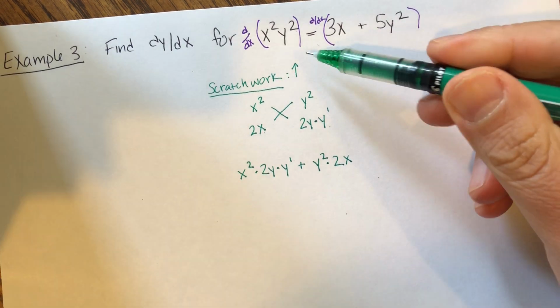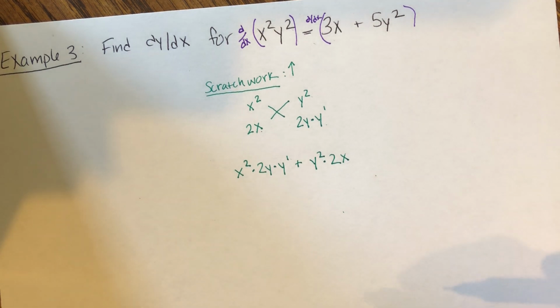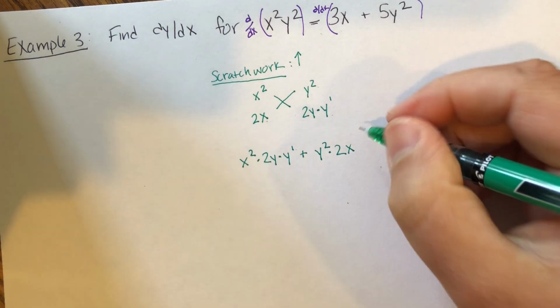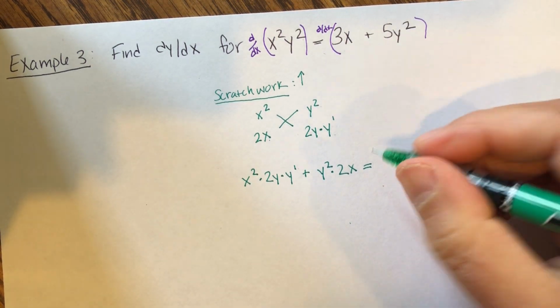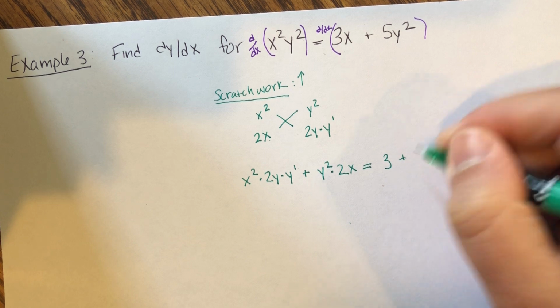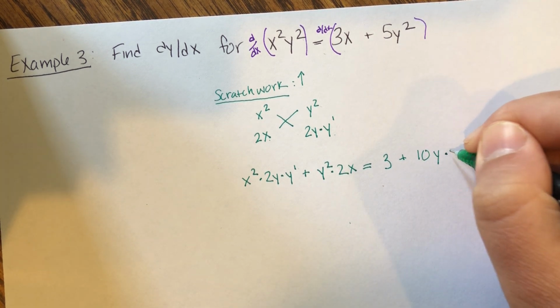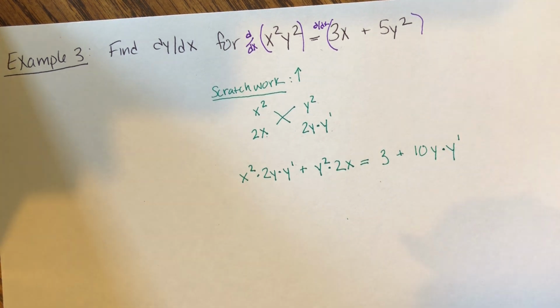Okay, so product rule is giving me this as the left-hand side when I take the derivative. And now on the right-hand side, we just use the same rules we were using before. The derivative of 3x is 3, and the derivative of 5y squared would be 10y, but we need to multiply it by y prime because we took the derivative with respect to x.